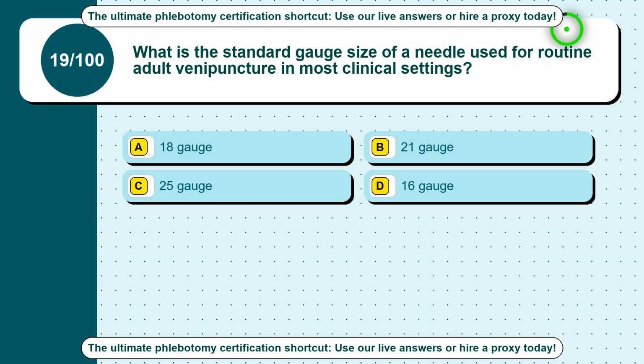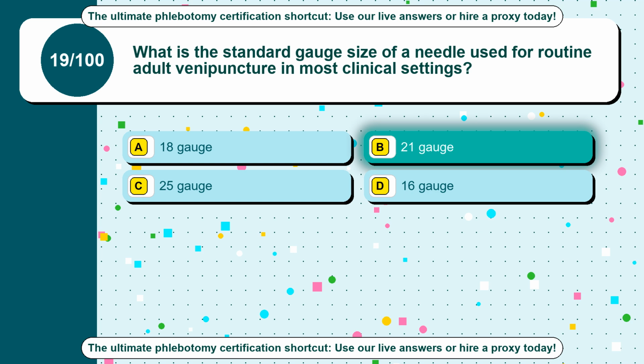Question 19. What is the standard gauge size of a needle used for routine adult venipuncture in most clinical settings? Option A, 18 gauge. Option B, 21 gauge. Option C, 25 gauge. Option D, 16 gauge. The correct answer is option B, 21 gauge.